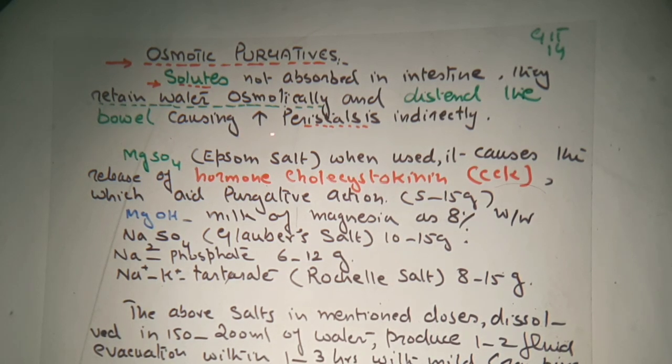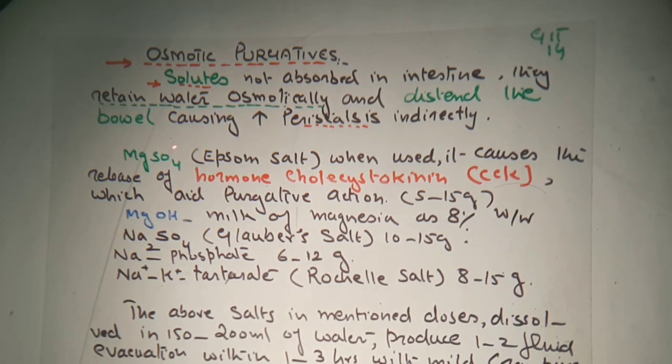They retain water osmotically and dissolve the bowel, they distend the bowel, causing increased peristaltic movement, or peristalsis, indirectly, right? Now the movement of the solvent or the solute to cause the equilibrium, that is osmosis. Now magnesium sulfate, Epsom salt. Now this is the Epsom salt.